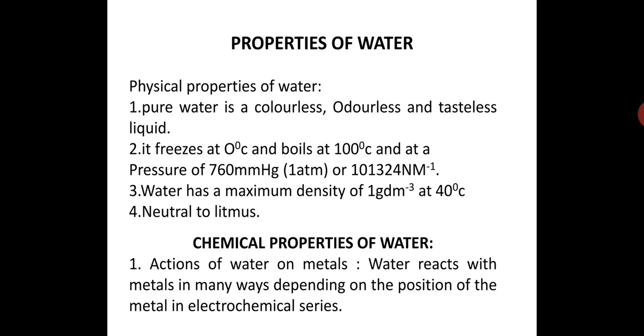Number 3, water has a maximum density of 1 gram per dm cube at 4 degrees centigrade. Number 4, neutral to litmus paper. Chemical properties of water. Actions of water on metal. Water reacts with metals in many ways depending on the position of the metal in the electrochemical series.